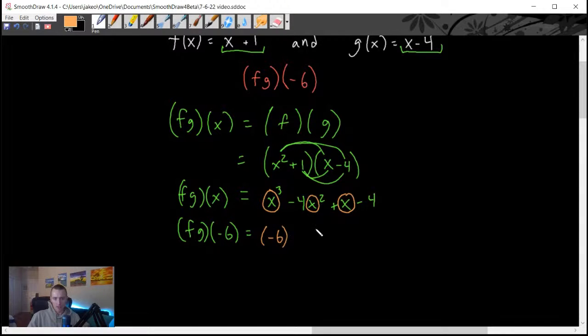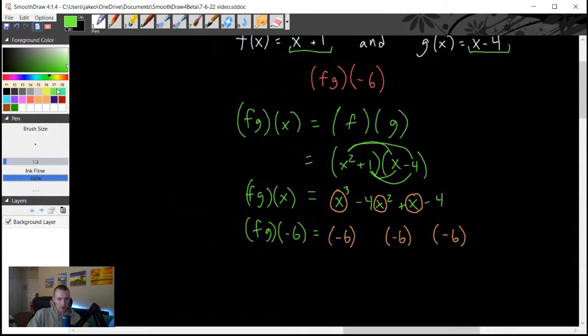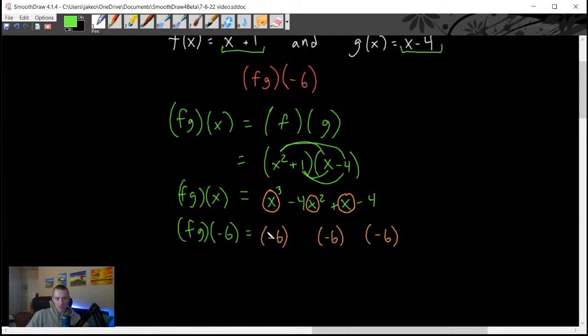So a negative 6 there. We're going to get a negative 6 for that one, and a negative 6 for this one. And then the rest of the parts can just be filled in around it. So it's going to be negative 6 cubed minus 4 times negative 6 squared plus negative 6 minus 4. So literally all we did once we have our f times g of x is take all of our x's out and put in a negative 6.